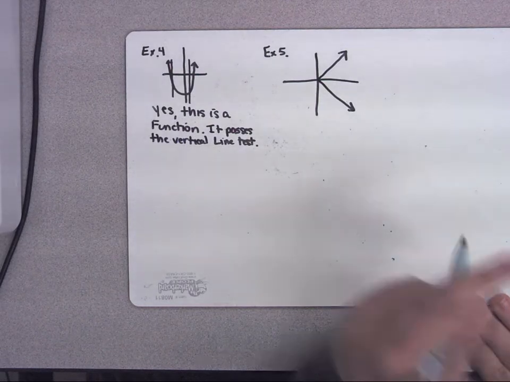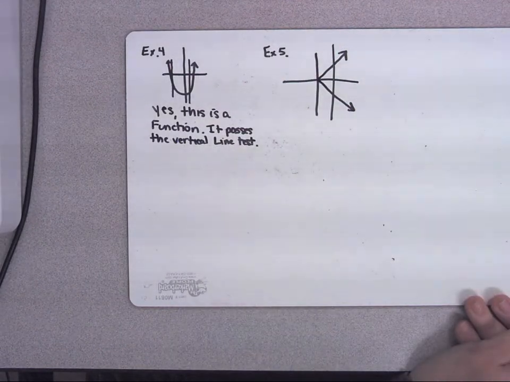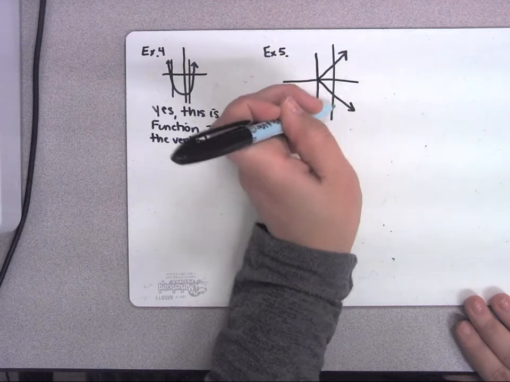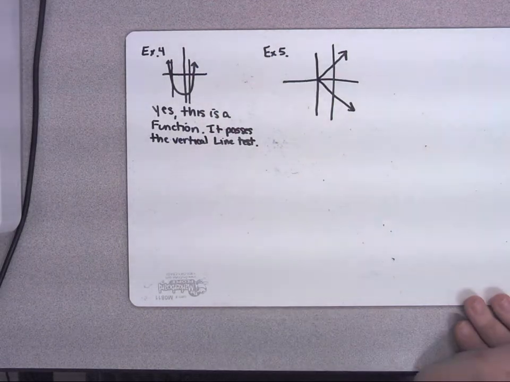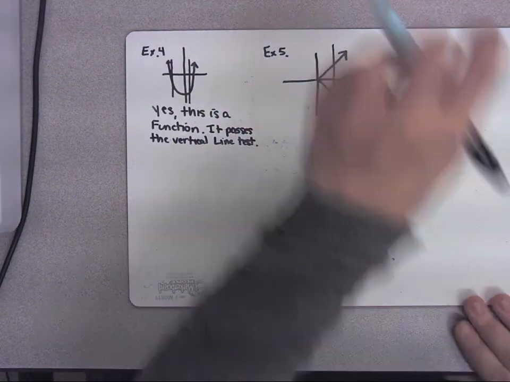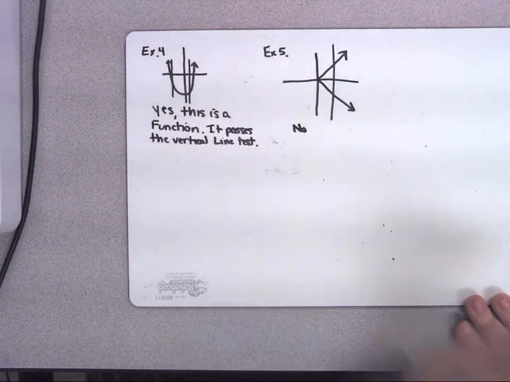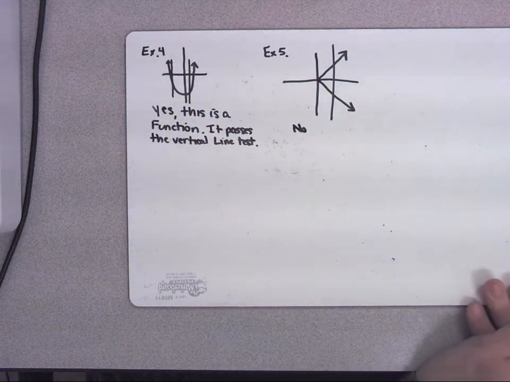I drew a straight up and down line. Does it pass? No, why not? Yep, that line I drew hits that graph twice, doesn't it? So this one is no, and you would say it does not pass the vertical line test. You would have to say that.